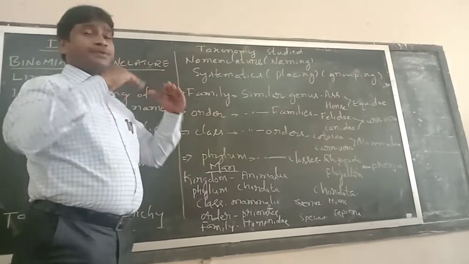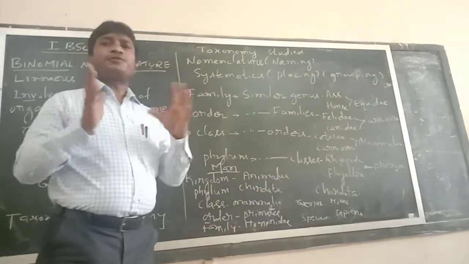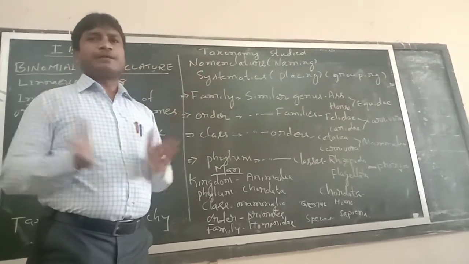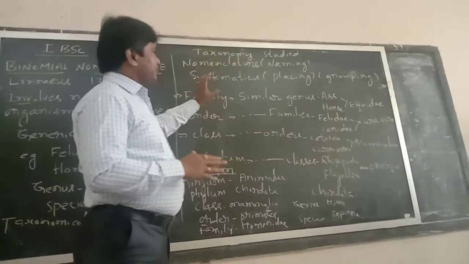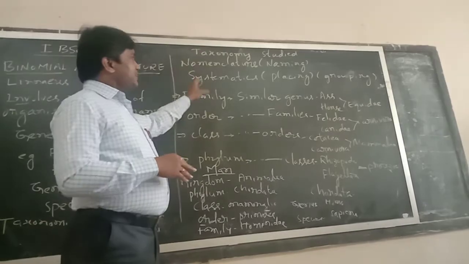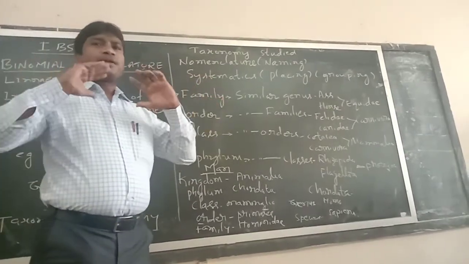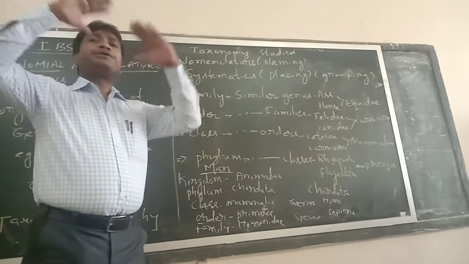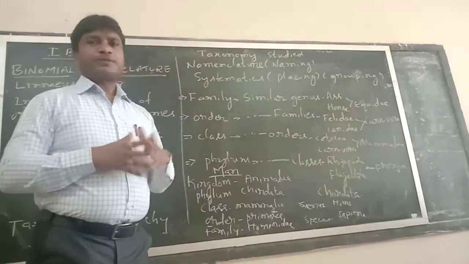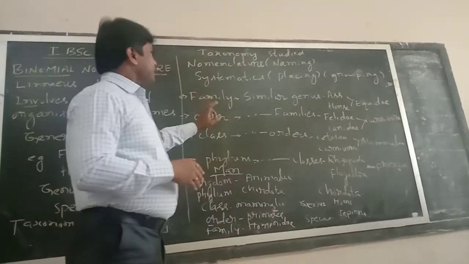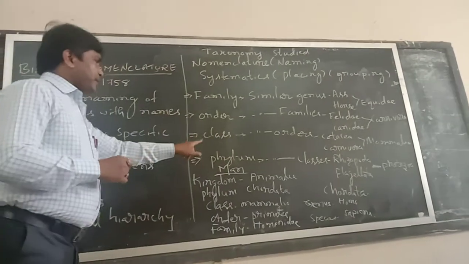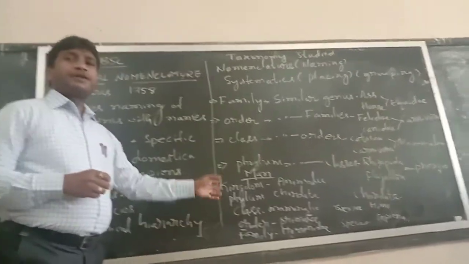Kingdom is the largest group; all the larger groups that are made are called kingdom. So we have five kingdoms: Monera, Protista, Plantae, Fungi, Animalia. Here all animals are brought under one kingdom, Animalia. Animalia is the larger group which is put at the top of the system. After that it is followed by the smaller groups: kingdom, then phylum, class, order, family, and then genus as well as species.